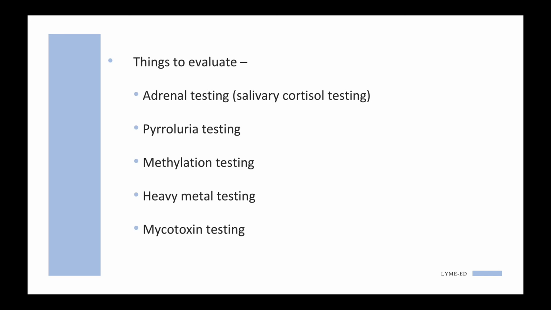So things that you may want to look at evaluating: adrenal testing, doing a salivary cortisol test. Pyroluria is another fairly common one. Methylation and other genetic testing, heavy metal testing, and mycotoxin testing. It might just help give you an assessment of what else is going on for your patients other than chronic infection that their body is having to struggle with.